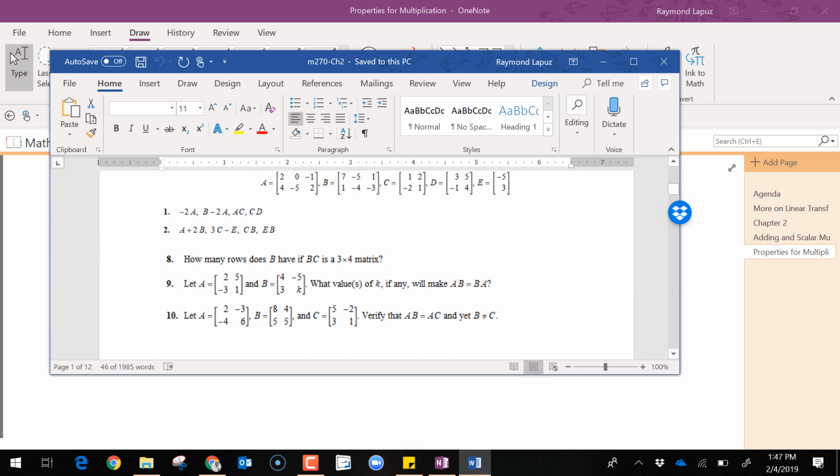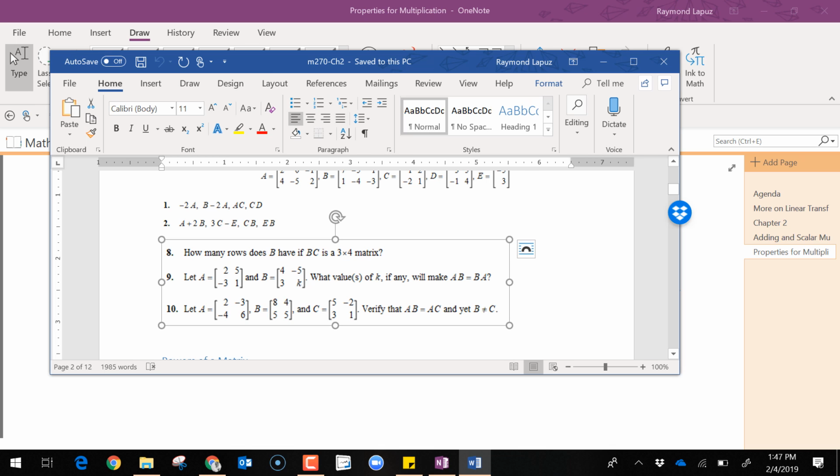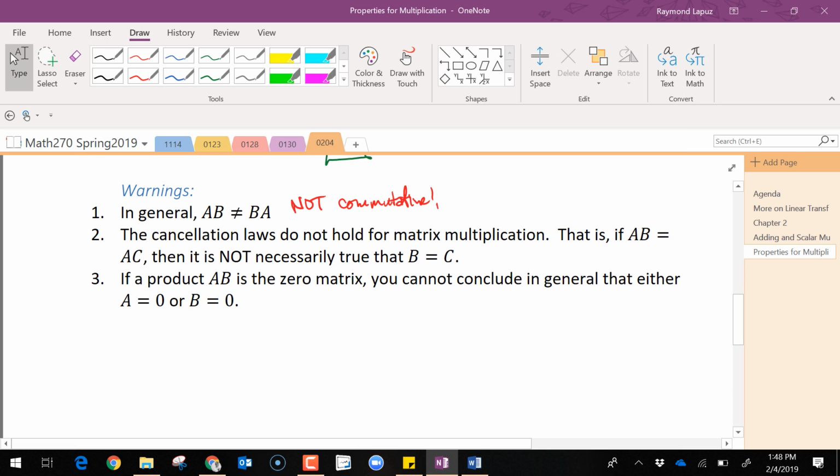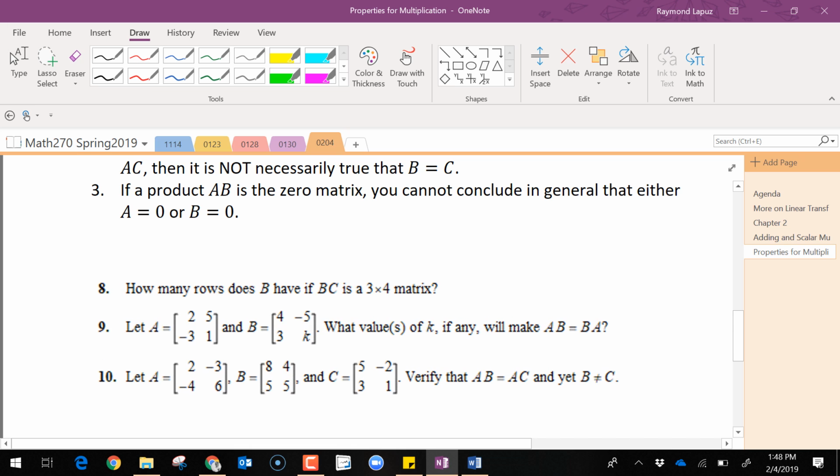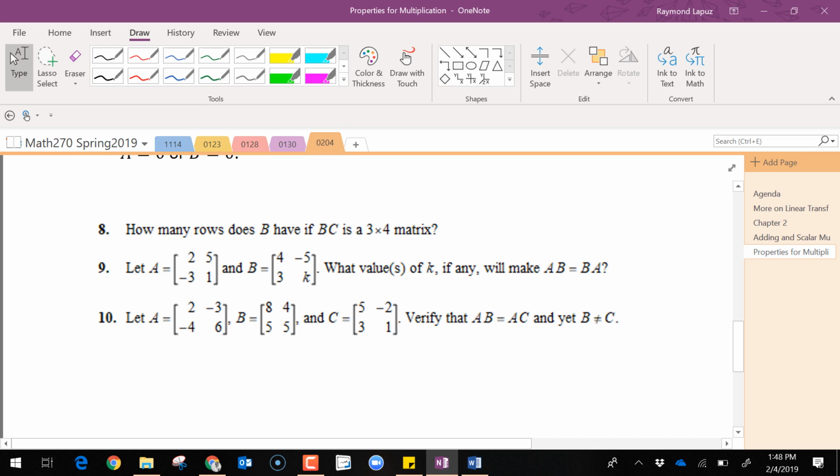I did see some interesting problems to do here. Let's take a look at problems that I kind of just stole from the book. Let's try to look through these problems. Number 8: how many rows does B have if B times C is a 3 by 4 matrix? This is a good clicker question, huh?